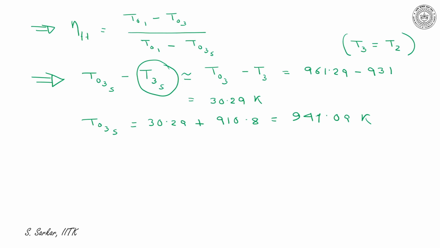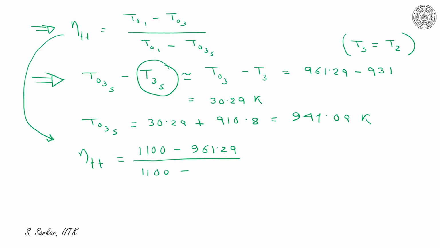So I have evaluated T03s. Now from this equation, eta TT, I can write eta TT, total to total efficiency, as T01, that is 1100, minus T03, 961.29, divided by 1100 minus 941.09. If you do the calculation, you will get this equal to 0.873. So total to total efficiency I have evaluated now, which is around 87.3%.